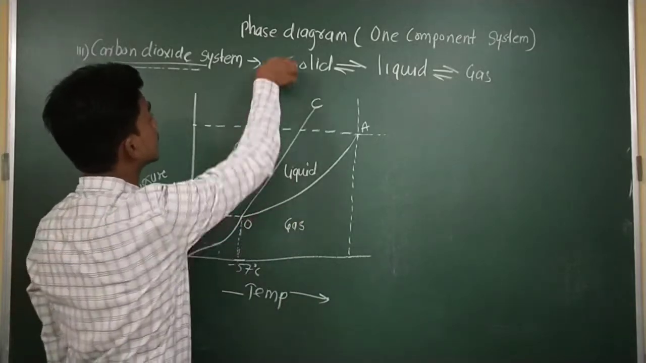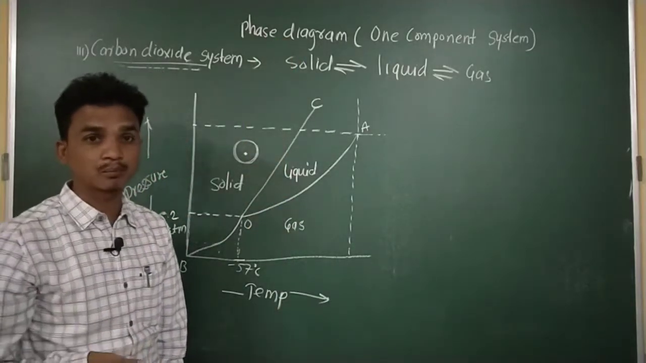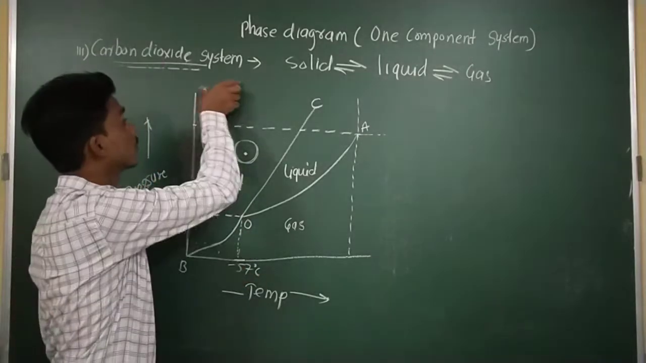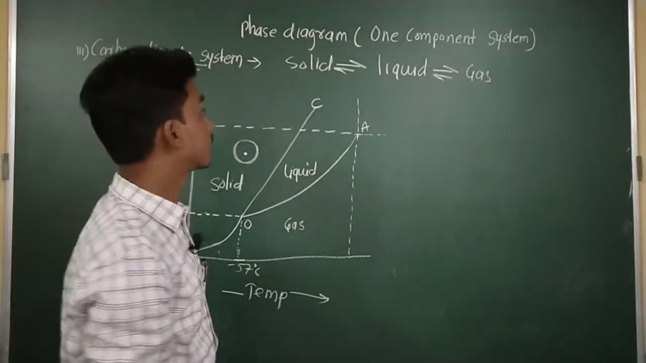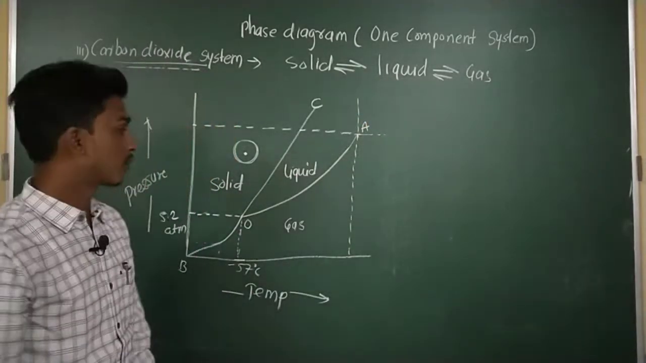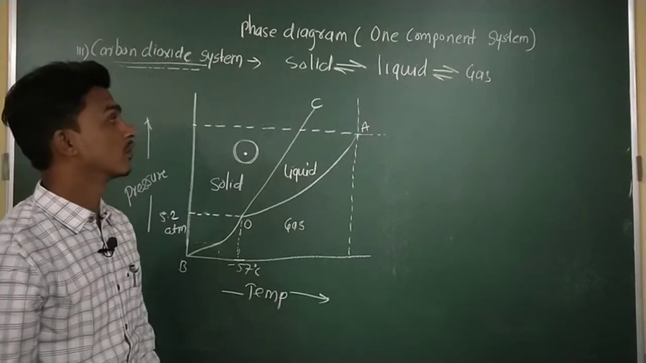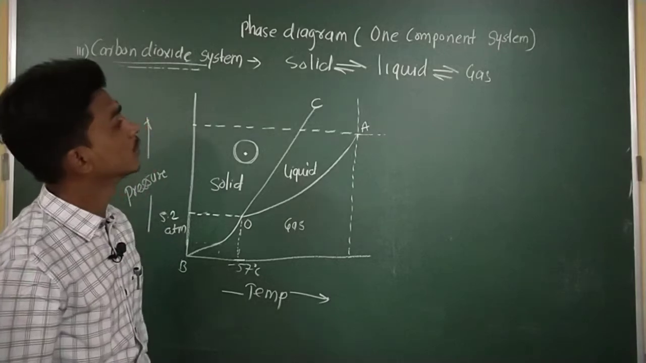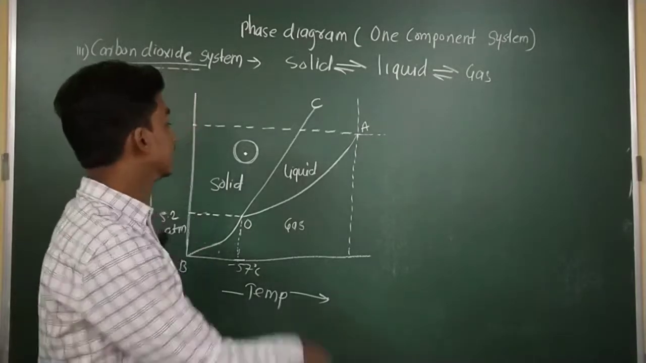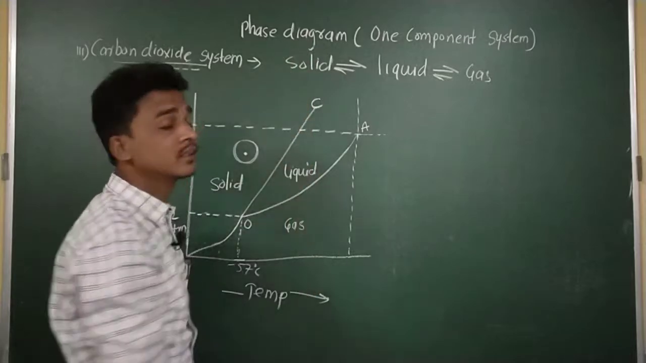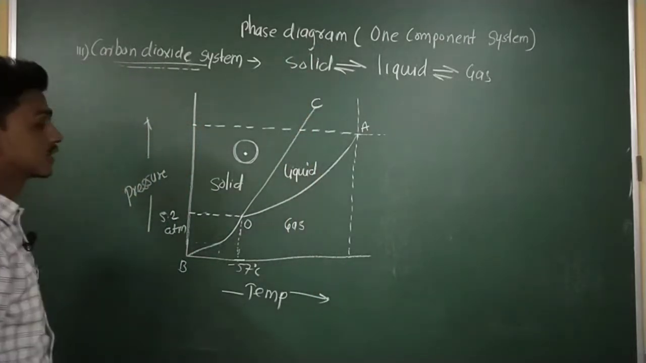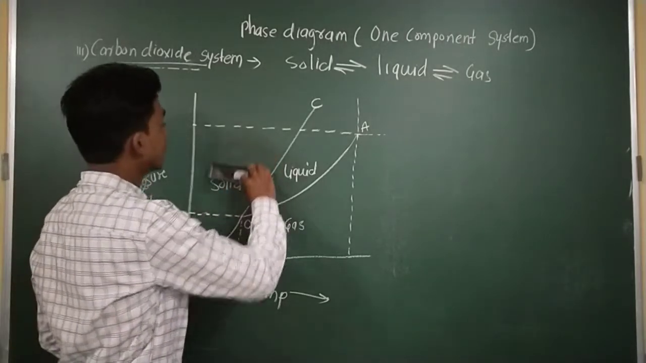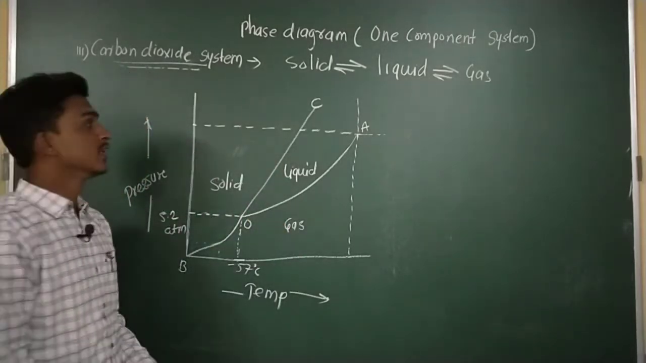So this information comes from the phase diagram: at what point the carbon dioxide molecules exist in the solid form, at what point they exist in the liquid state, and at what point they exist in the gaseous state. This information we get from the phase diagram. So let us discuss all these things. What will happen when I change the temperature and pressure of the carbon dioxide system?